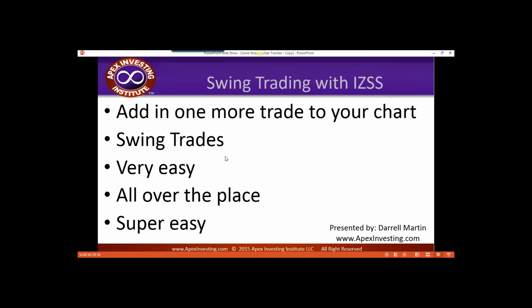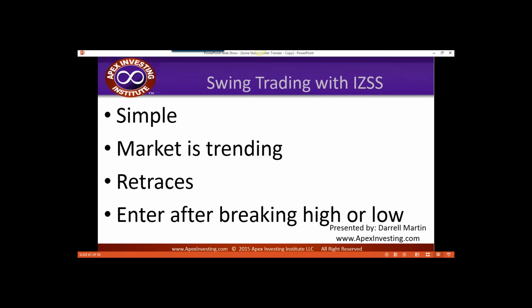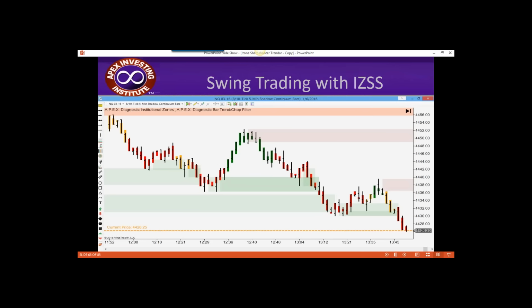Swing trades are very easy. They're all over the place. They're super easy. Don't overcomplicate them. The hardest part of swing trading will be you trying to overcomplicate it and asking a million questions about indicators. It's not about indicators. It's keeping it simple. All you're doing is looking at a chart. The market's trending. It retraces. You enter after it breaks a higher low.